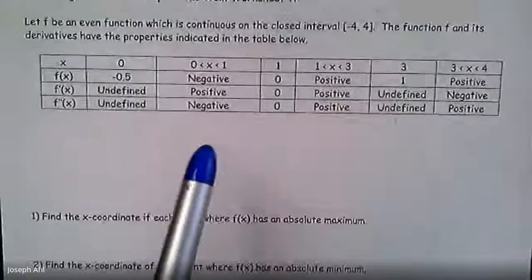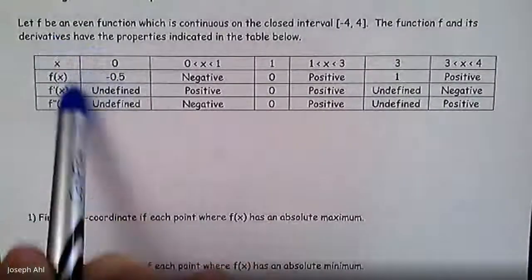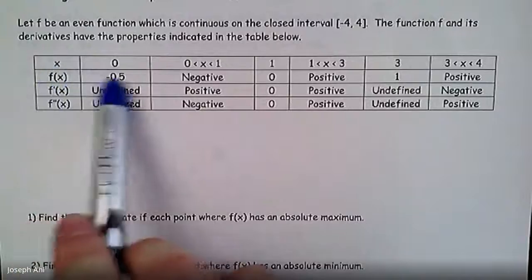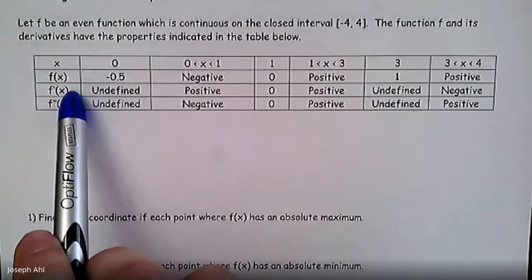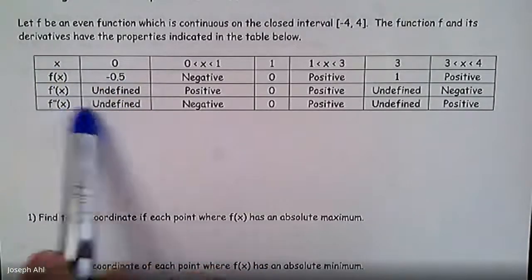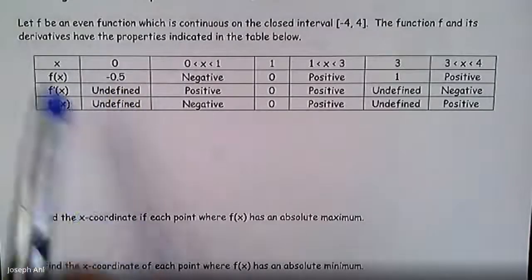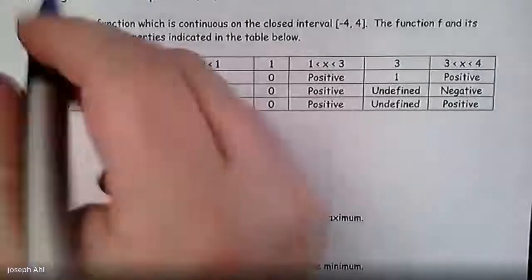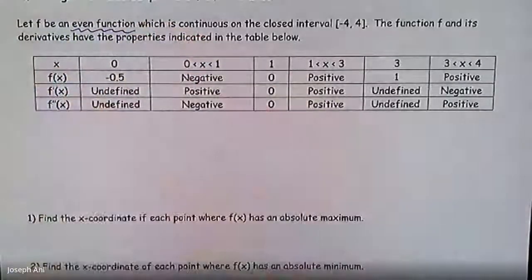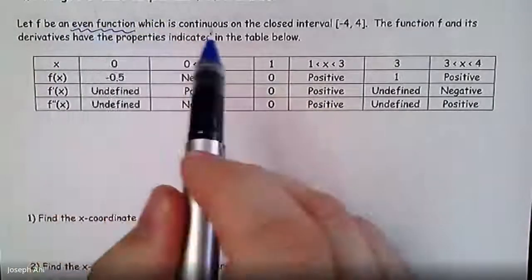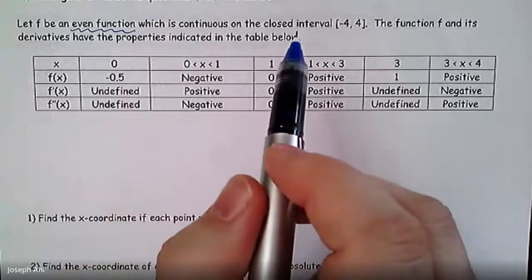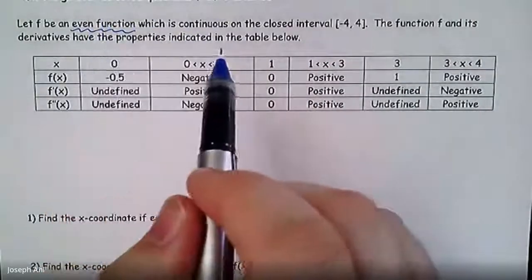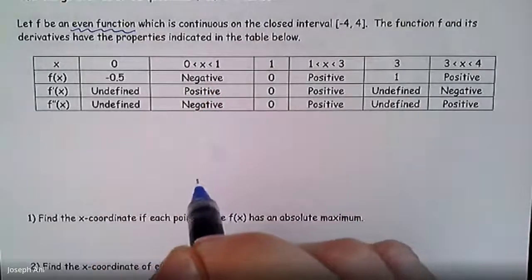Okay, so what do we got going on in this question? This one involves some curve sketching. You're going to see we have a table down here where we get some information about what f of x is doing. We have some information about the derivative f prime of x, and then some information about the second derivative. It says let f be an even function. And it doesn't seem like that is too big of a deal, but it actually is going to be a big deal for us as we keep reading, which is continuous on the closed interval from -4 to 4. The function f and its derivatives have the properties indicated in this table below.